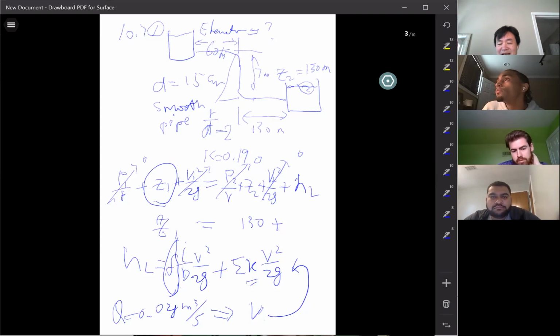Everybody can calculate the velocity, right? That's in the quiz, the quiz you just did. Basically, it just asks you to calculate the velocity based on flow rate, right? Everybody should be able to, okay?